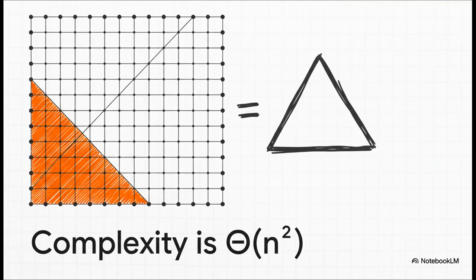Now, think about a case where the inner loop actually depends on the outer one. What happens is you don't get a perfect square of work. Instead, you get this triangular workload. The total number of operations ends up being something like n times n minus 1, all divided by 2.